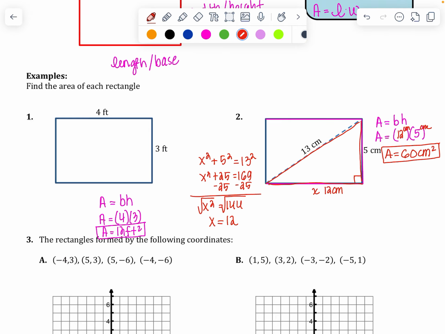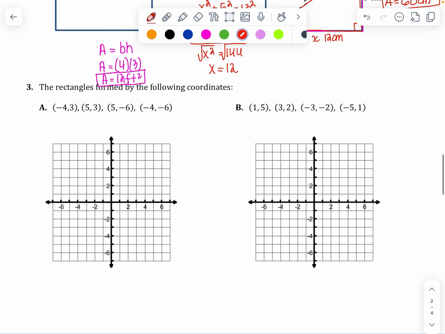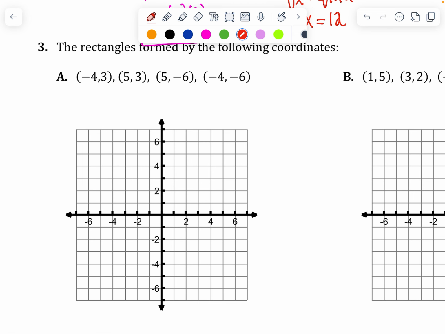All right, let's look at this in a coordinate plane also, okay? So what we're going to do is graph the following coordinates. It's telling us in the directions that these are rectangles, and then we're going to find the area. So just be careful with graphing.